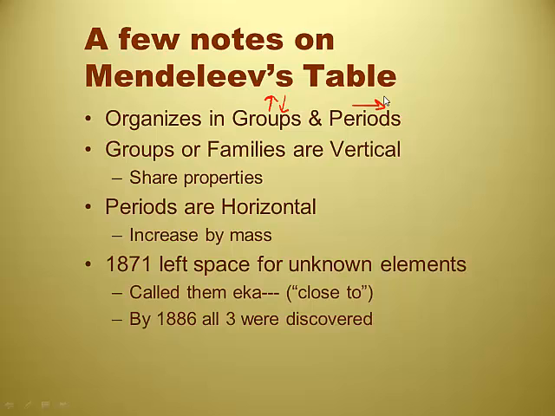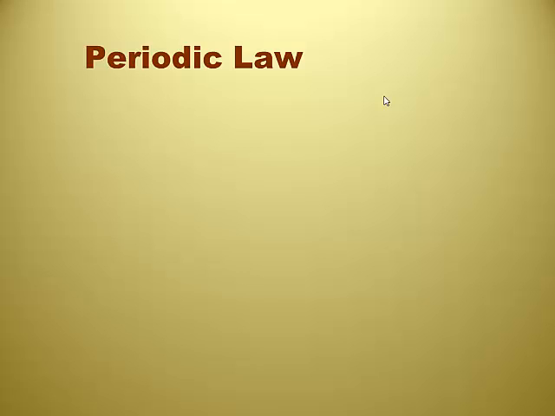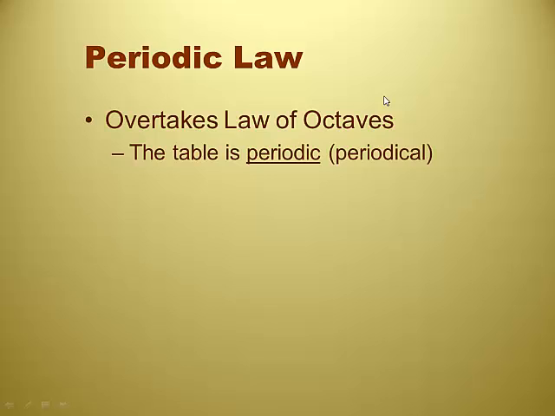How useful of a tool is this table that Mendeleev created? It's extremely useful. So his predictions about the elements were right. Periodic law overtakes the law of octaves. The table is periodical. Yeah, it's something that happens every once in a while, right?